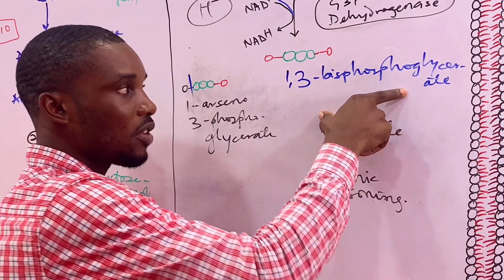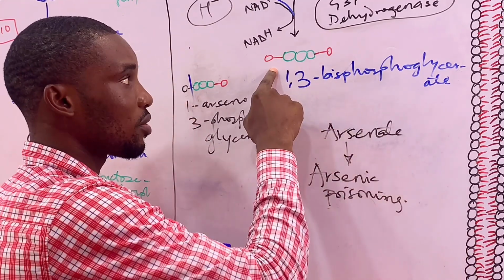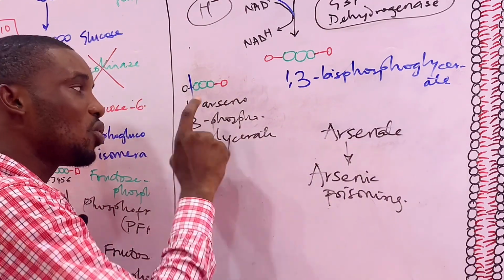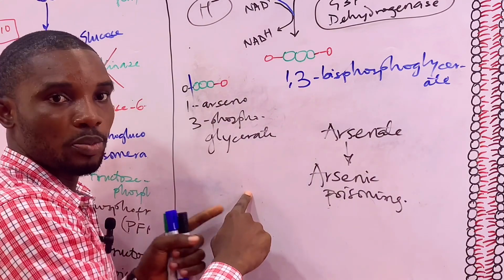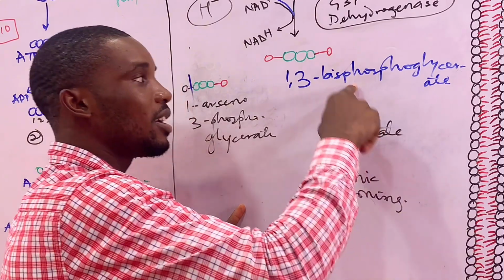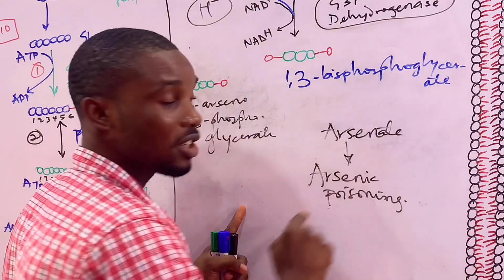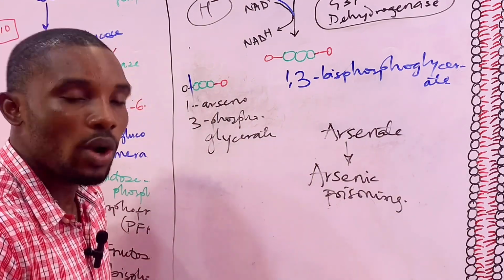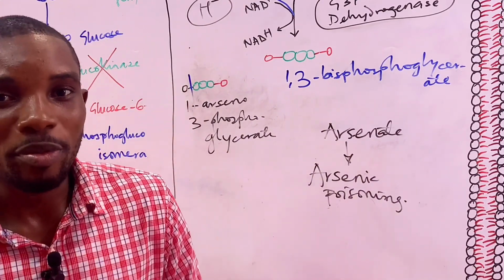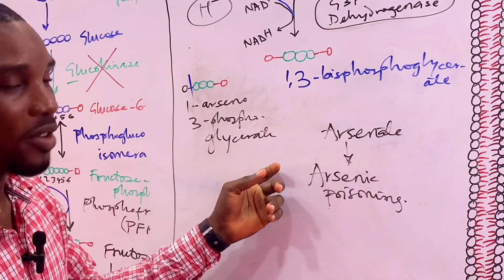This one eventually forms 3 phosphoglycerates after giving off energy, an ATP, when this one is broken down. But this one breaks down spontaneously to form the same 3 phosphoglycerates. So you can see that no energy is liberated from this spontaneous degeneration to 3 phosphoglycerates, but 1 ATP is liberated from the conversion of 1,3 bisphosphoglycerate to 3 phosphoglycerate. So eventually the person will have less energy, right? Less ATP. And then you see the person coming down with what? Fatigue, muscle weakness, and the rest. So this is something else that can go wrong in the glycolytic pathway.